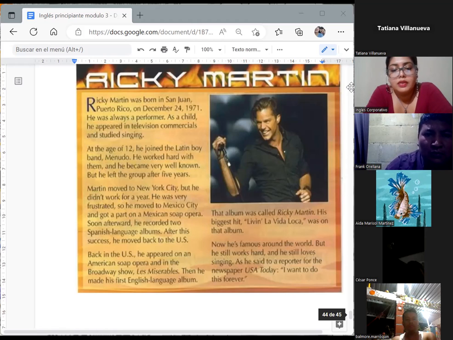That album was called Ricky Martin. Su álbum en inglés se llamaba Ricky Martin. Y su éxito más grande fue Living La Vida Loca, que está en ese álbum. Now he's famous around the world. Ahora es famoso alrededor del mundo. But he still works hard and he still loves singing. Él todavía trabaja muy duro y ama cantar. As he said to that reporter for the newspaper USA Today, I want to do this forever. Así como se lo dijo un reportero de USA Today, quiero hacer esto para siempre.